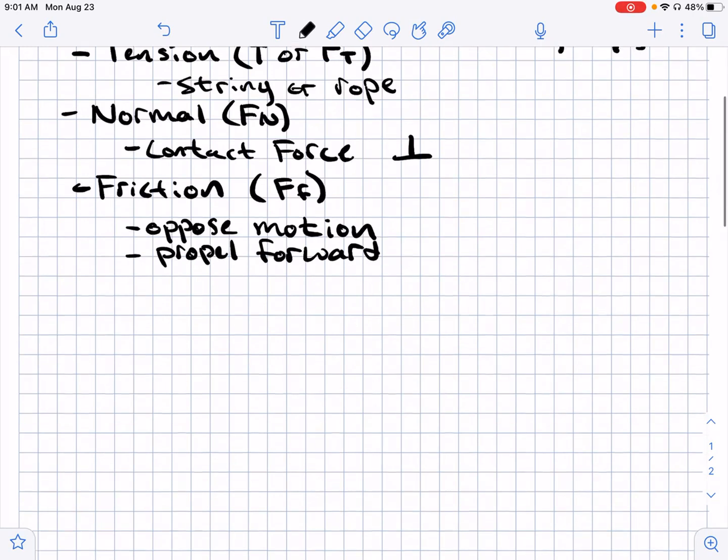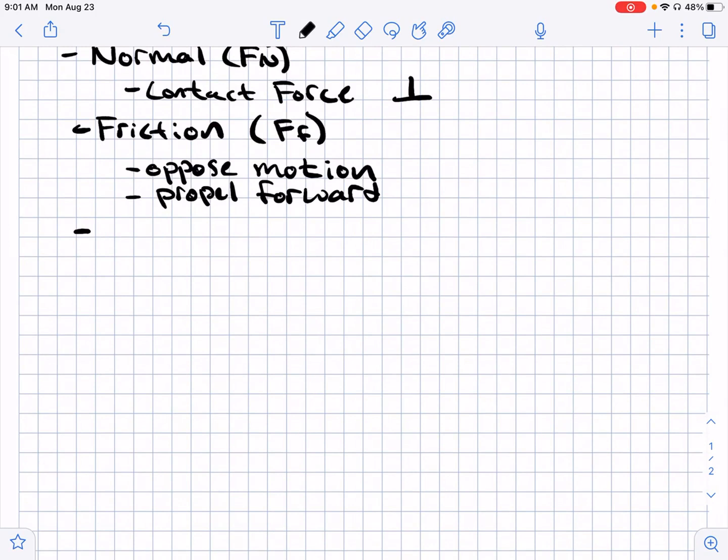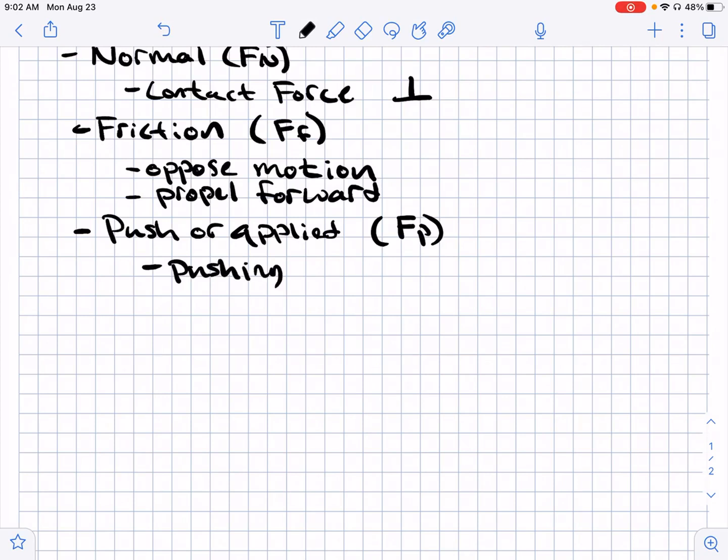We also have a push force or applied force. Usually we put F subscript P. This is anytime you're pushing or pulling on an object. So if I'm pushing a box down the hallway, then that's a push force or applied force.